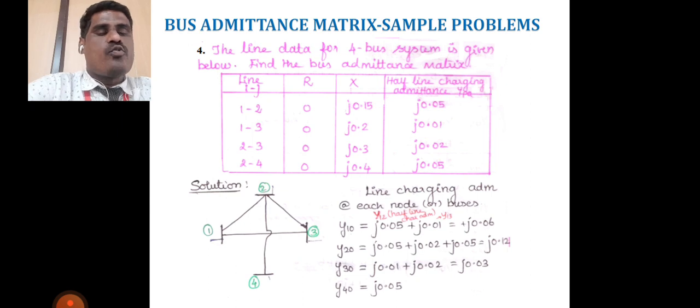Next we can calculate Y30. So, Y30 means 3 is connected with 1 to 3 and 2 to 3, that means j 0.01 plus j 0.02. So, the result is j 0.03, and the next one is Y40. Actually 4 is connected only with the second bus. So, in this case the 2 to 4 line charging admittance value is j 0.05. So, directly it represents Y40 equal to j 0.05.